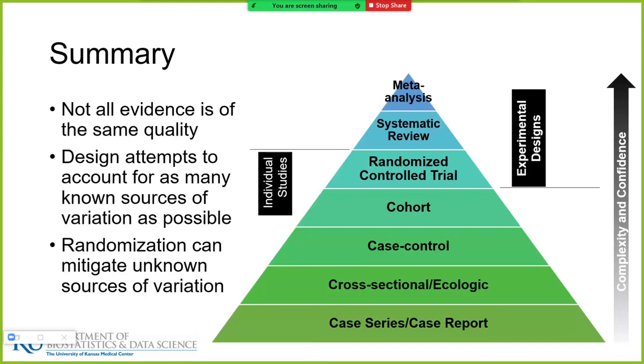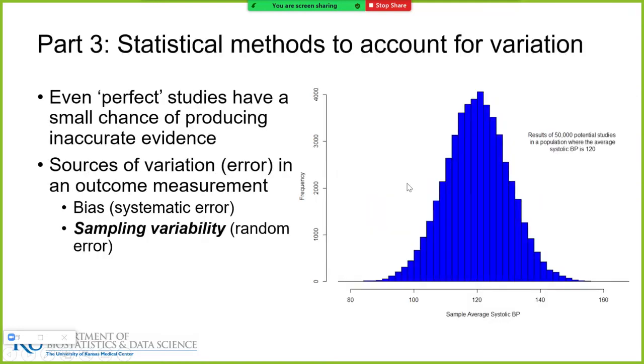Randomization is kind of like that final barrier, right? It's the final thing that we can employ to help us eliminate or minimize the impact of sources of variation that we don't know about in advance, which is why the randomized controlled trial is the gold standard of individual studies. In part 3, we're going to get into the statistical analysis, because an important part of experimental design is determining the appropriate statistical methods that we need to use to also help account for variation.